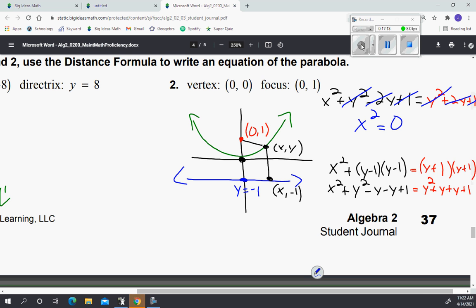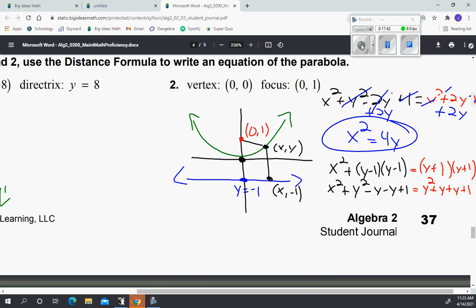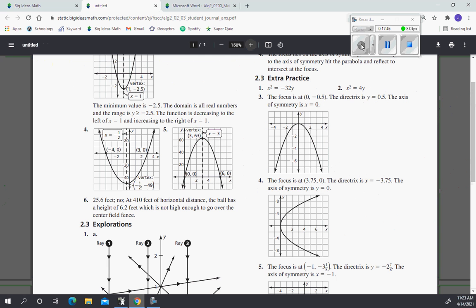equals 0. Oh, I'm sorry. Something doesn't cancel out. That doesn't make sense. We have minus 2y and plus 2y. If I add 2y to both sides, that cancels out, but this becomes 4y. So x squared equals 4y. Done. Again, check my work. x squared equals 4y. Perfect.